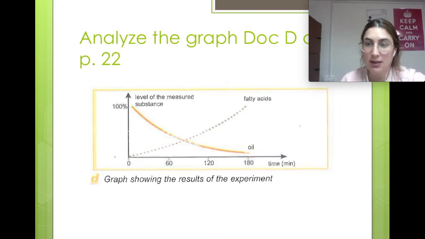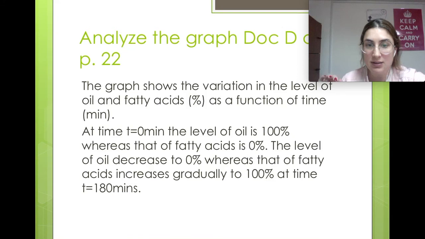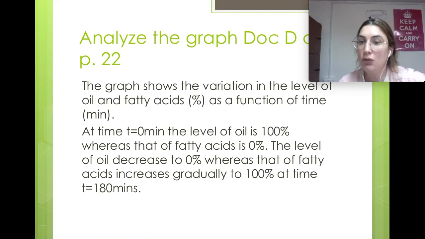No, because over here I am simply analyzing the graph. So the graph that is showing us over here is a graph of the variation in the level of oil and fatty acid in percentage as a function of time in minutes. So at time 0 minutes, the level of oil is 100%, whereas the fatty acid is 0%. So I need to compare over here. This is why I have the word whereas. The level of oil decreases to 0%, whereas that of fatty acid increases gradually or slowly to 100% at time t equals 180 minutes.